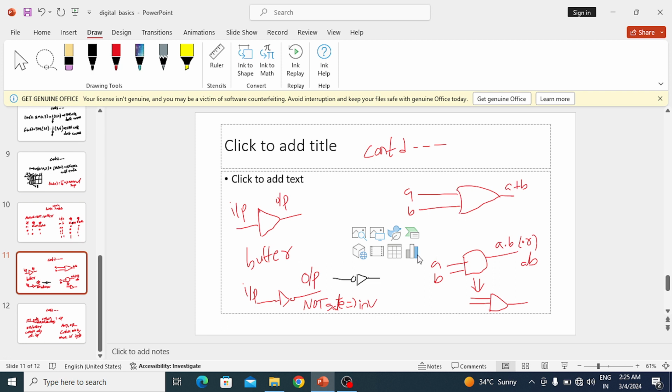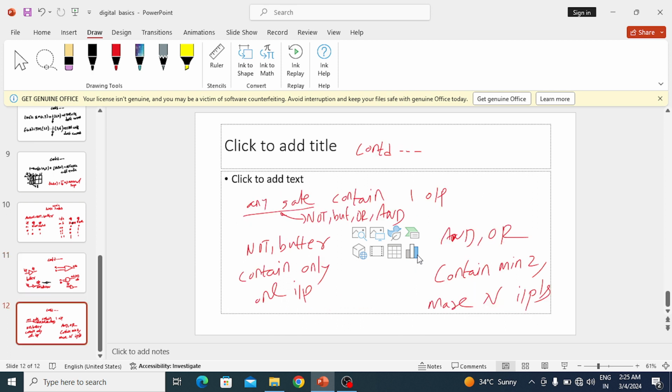Out of these NOT, buffer, OR, AND gates, all 4 gates contain only one output. For inputs, NOT and buffer contain only one input, but OR and AND gates may contain a minimum of 2 inputs and a maximum of any number of inputs, we can say n inputs. There are some special gates that contain multiple outputs also, but here we are discussing the gates that contain only one output.